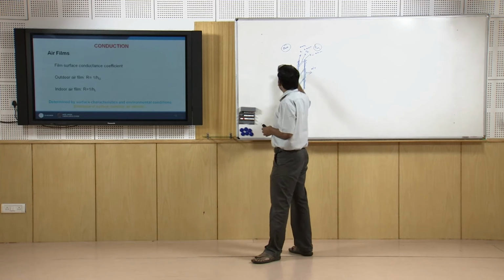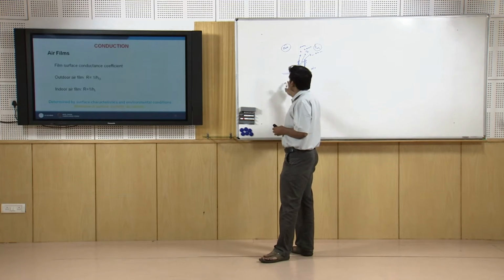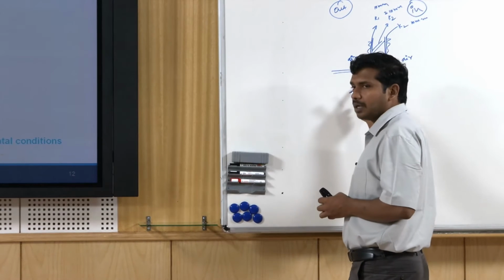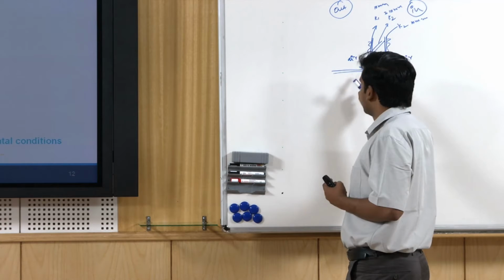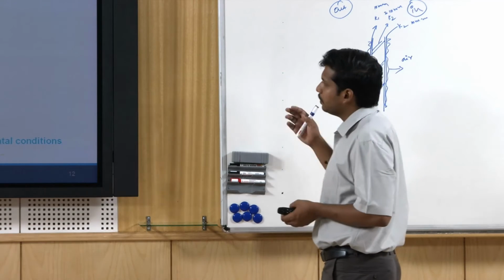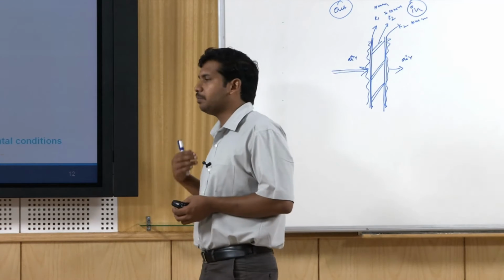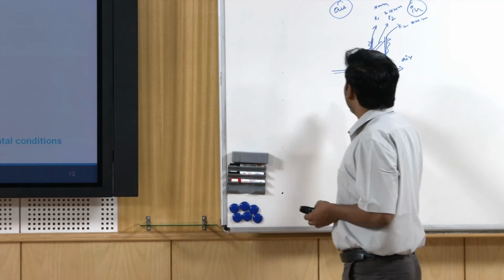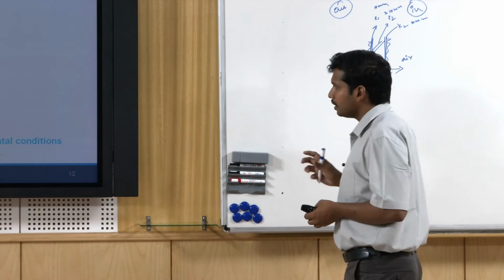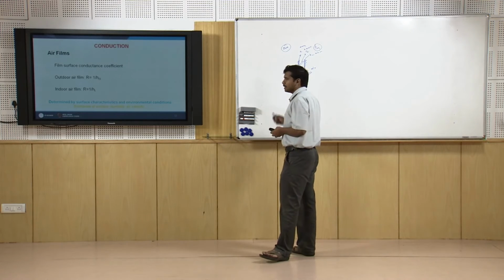It also depends on what the relative humidity is outside. It also depends on how much velocity of air is impinging on this particular surface. The film coefficient is going to be different when there is a breeze, when it is windy, versus when it is stale air. There is a considerable amount of difference here.